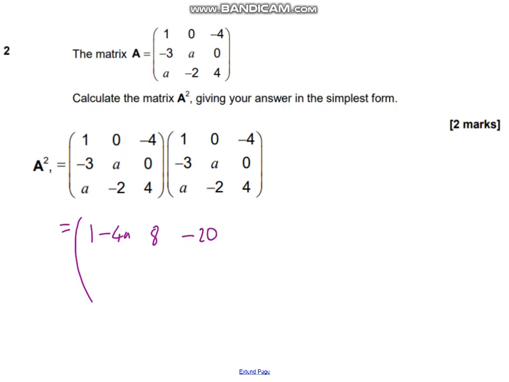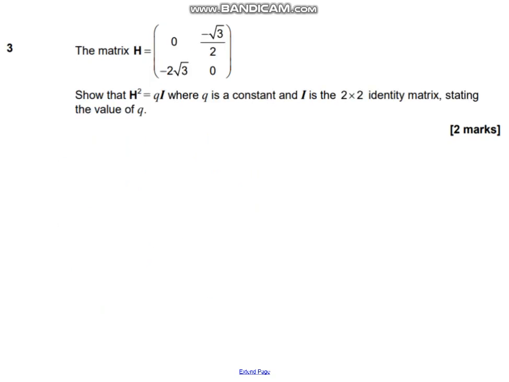Okay, then for the second row, we're going to multiply the second row of the first one by each of the columns in turn. So if we just move on through now, minus 3A, minus 3, A squared, and 12, and then for the last row, we'll multiply the bottom row of the first matrix by each of the columns in turn, giving us 5A plus 6 there, minus 8 minus 2A, and 16 minus 4A. And there we go. So 2 marks for that 3 by 3 matrix multiplication. Okay, coming on to question 3 now.